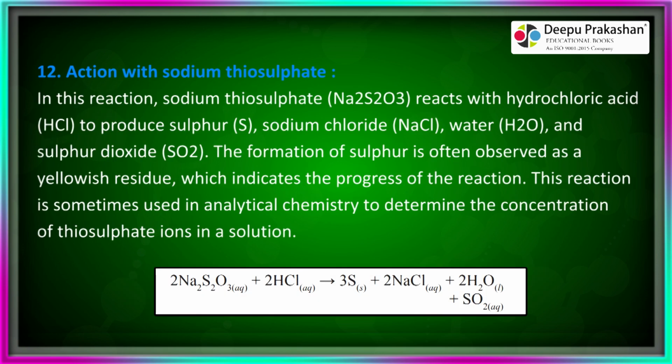12. Action with sodium thiosulfate. In this reaction, sodium thiosulfate, Na2S2O3, reacts with hydrochloric acid, HCl, to produce sulfur, S, sodium chloride, NaCl, water, H2O, and sulfur dioxide, SO2. The formation of sulfur is often observed as a yellowish residue, which indicates the progress of the reaction. This reaction is sometimes used in analytical chemistry to determine the concentration of thiosulfate ions in a solution.